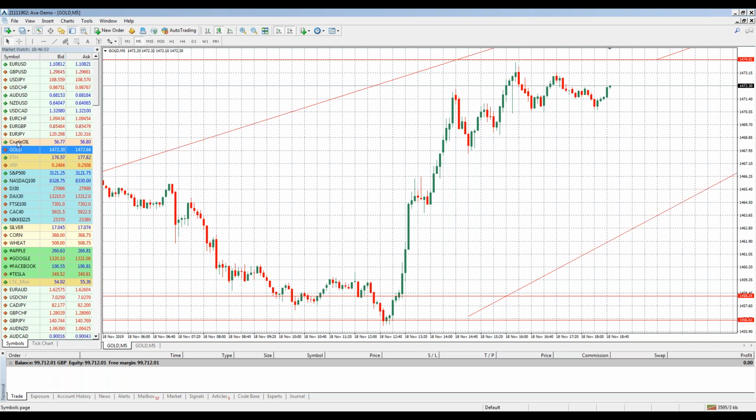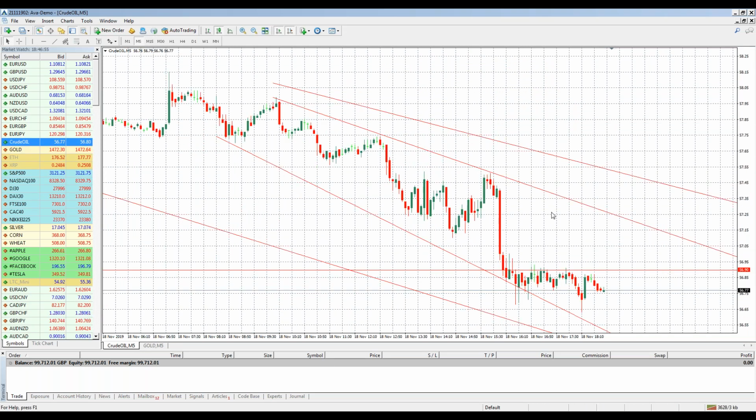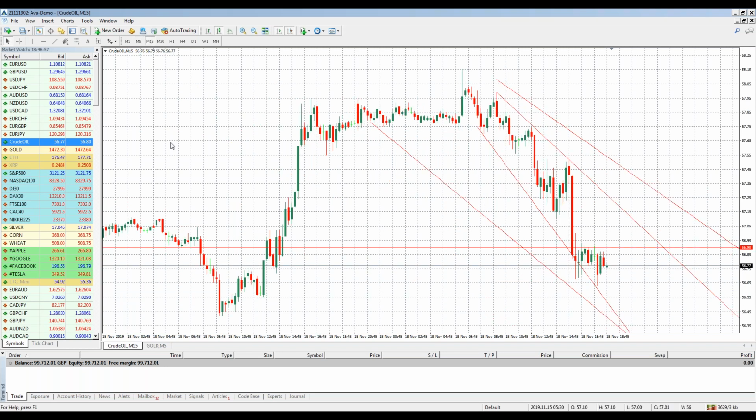What about oil? Pushing down again, isn't it? Oil's trying to drop still. I see a downtrend on these 15-minute candles.